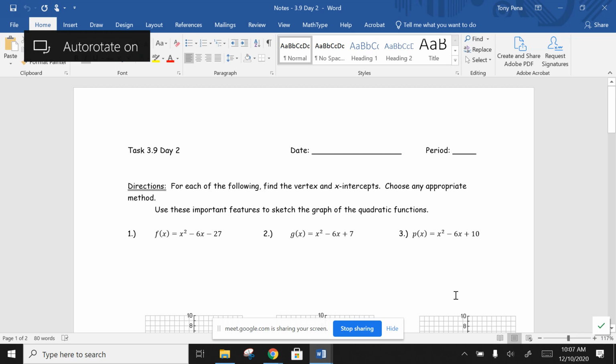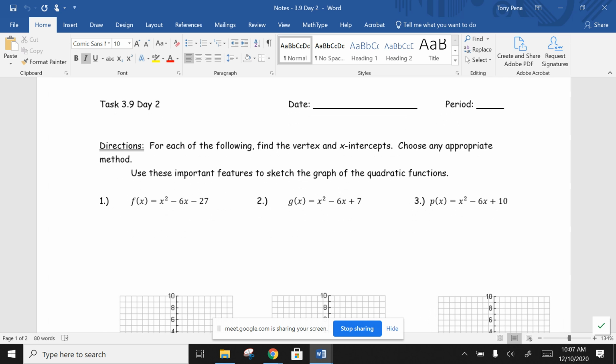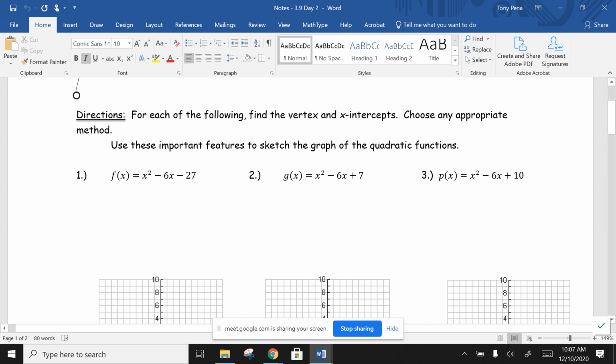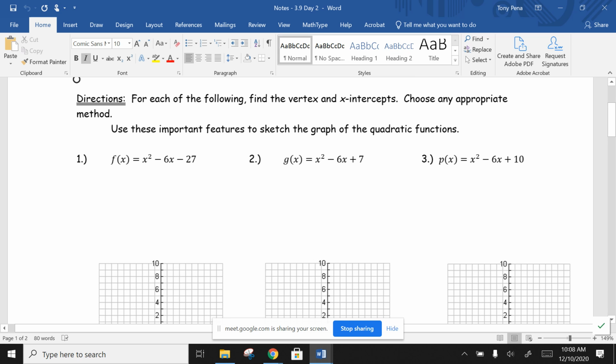3.9 day 2, and then this packet is done. Okay, so at the top where it says your direction, it says for each of the following, find the vertex and then your x-intercepts. Understand now there are some that don't have x-intercepts. You're going to be able to choose whatever method you want to figure out what your x-intercepts are.